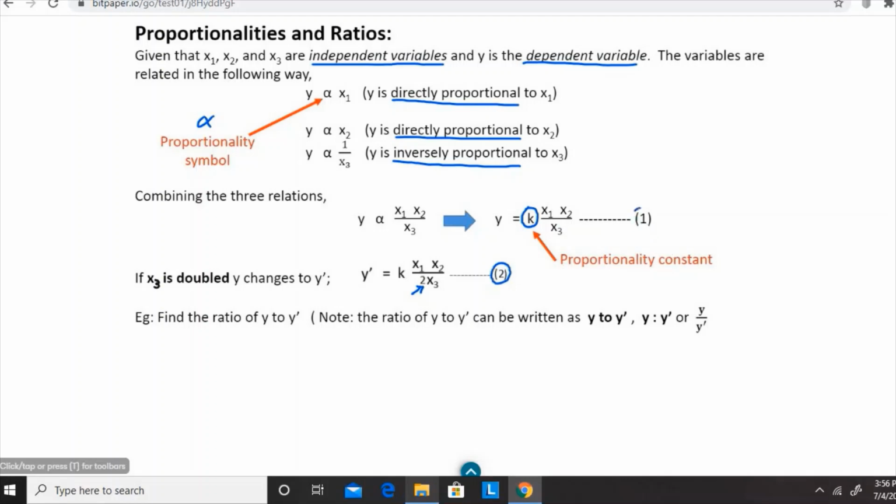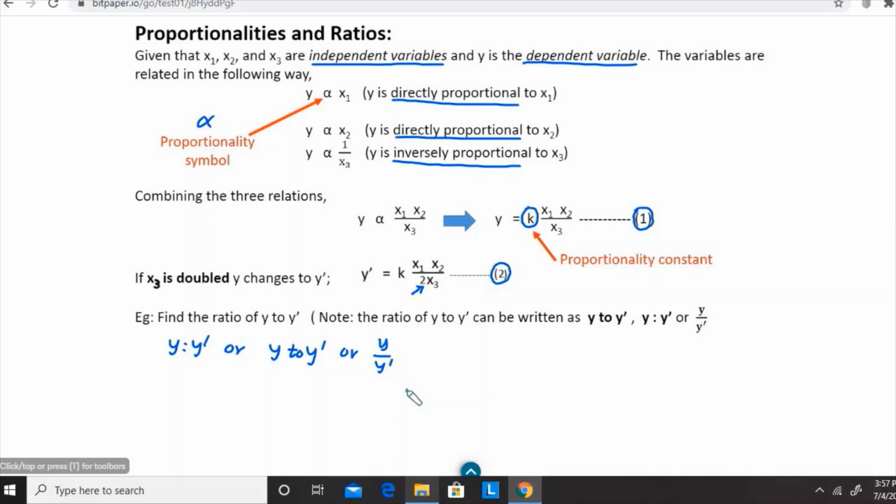Now we can use equation 1 and equation 2 to find the ratio between y and y prime, because this is something that we usually find in physics: finding the ratios, finding the proportionalities, things like that. So the ratio can be written like this: y colon y prime, or we can write it as y to y prime, or even as a fraction, y over y prime.